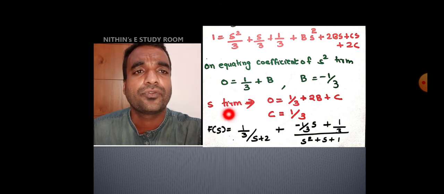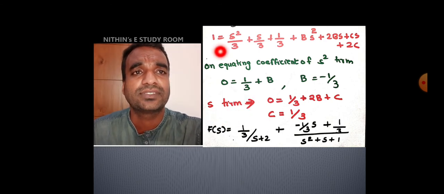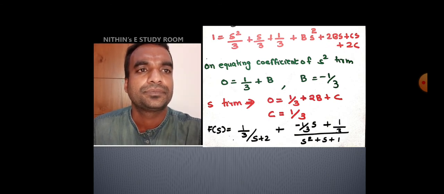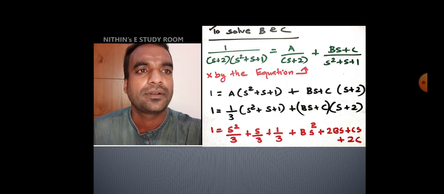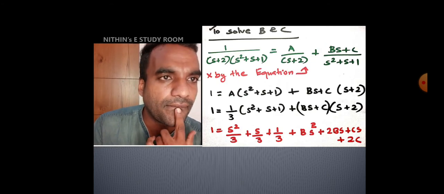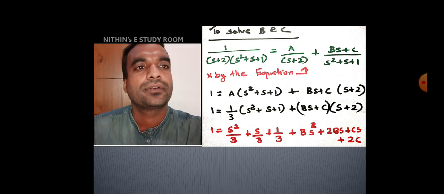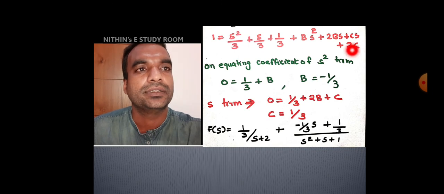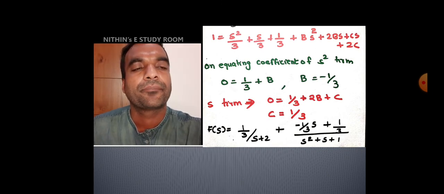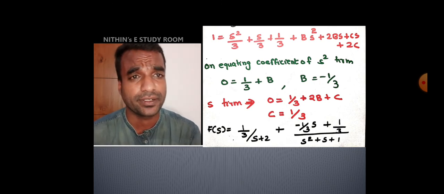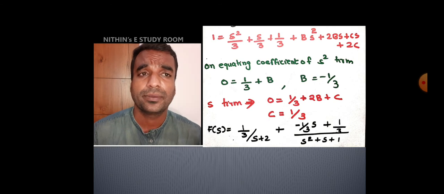And if you find the coefficient of the s term, please check. On the left side it is 0, no s term. On the right side it is 1 by 3 plus 2b plus c. Put the b value in that equation, and now you will get c is equal to 1 by 3. So now you got b and c.